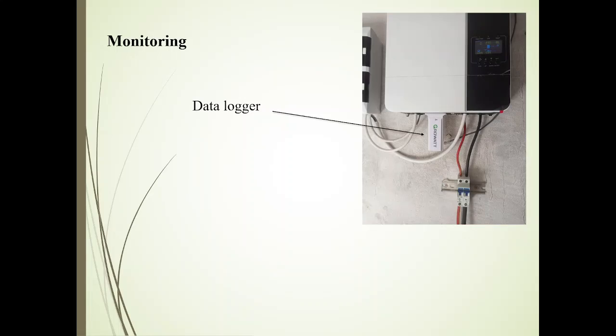For system monitoring, a smart data logger is used. As shown in the figure, this small white kit made by Growatt Company is compatible with the inverter. It is plugged into it and connected to the Wi-Fi. How does it work?